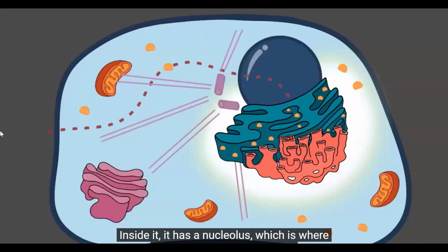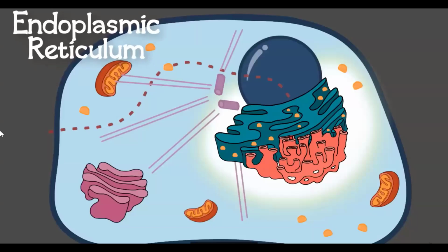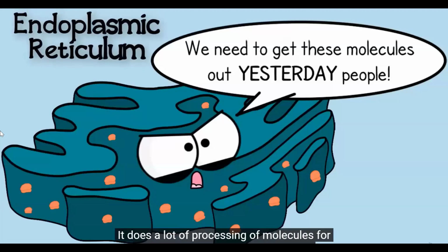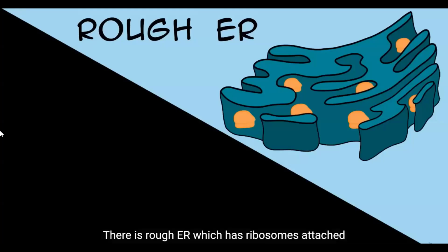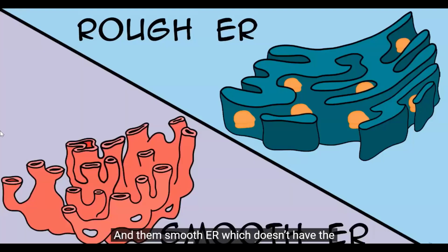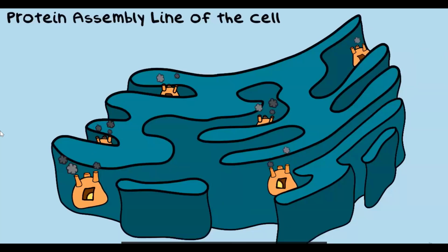Attached to the membrane of the nucleus, or nuclear membrane, you will find the endoplasmic reticulum, ER for short. It does a lot of processing of molecules for the cell, like protein folding, and it's highly involved in actually transporting those molecules around, like a highway. There's a rough ER, which has ribosomes attached to it, making it, as you can imagine, rough, and then smooth ER, which doesn't have the ribosomes. Rough ER specifically tends to be involved with protein producing and transporting, because remember that ribosomes make protein.